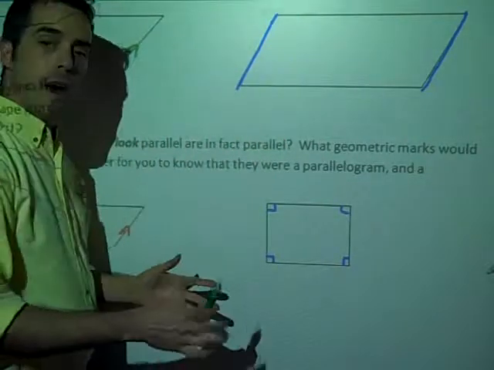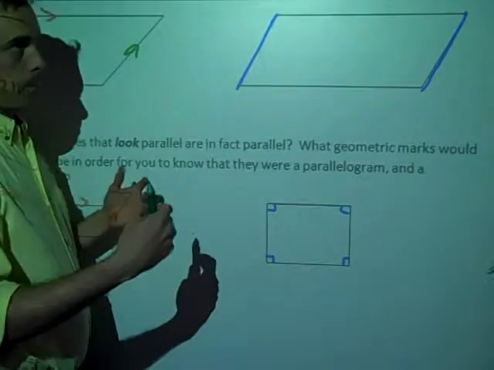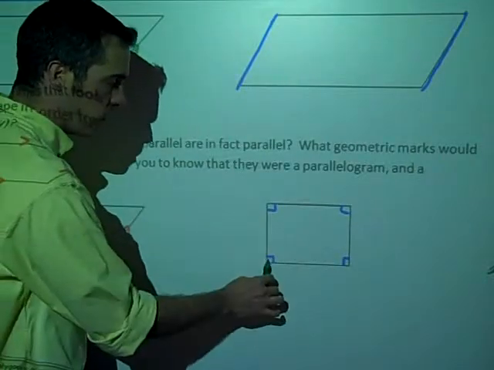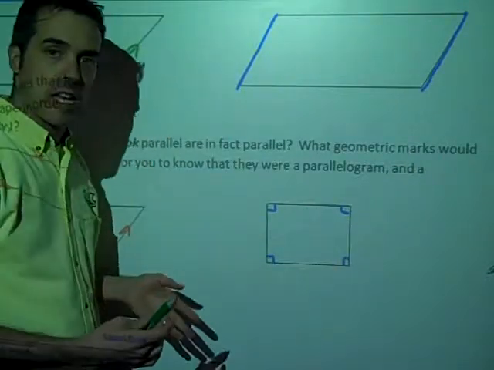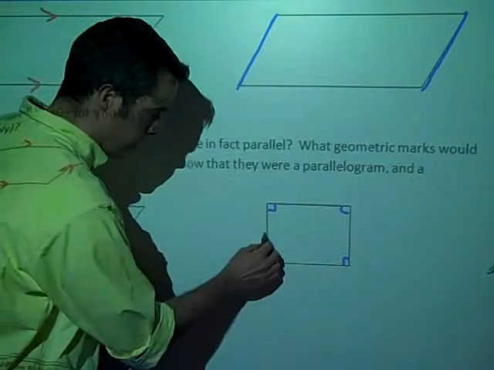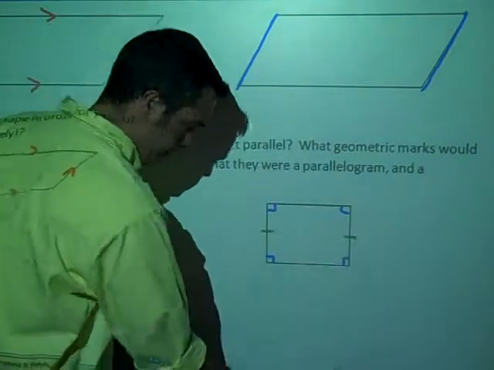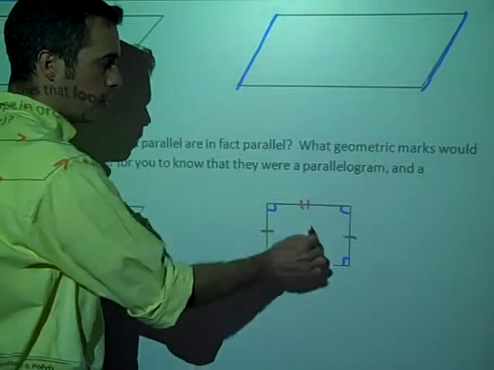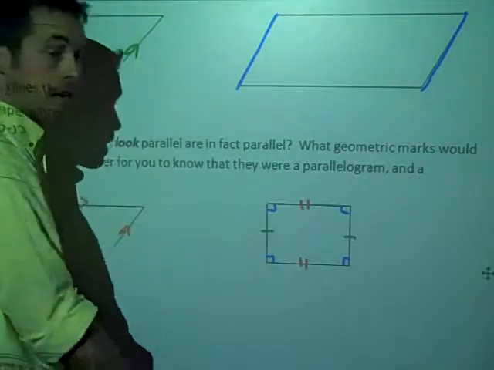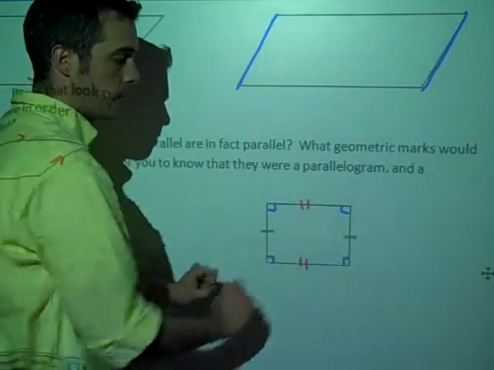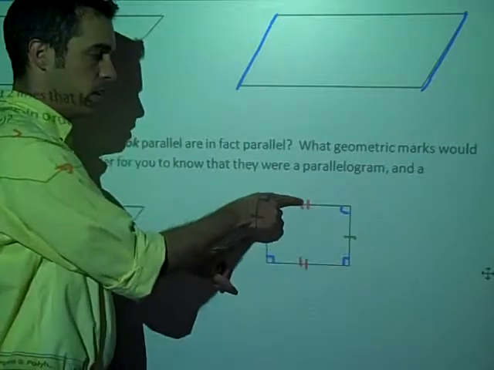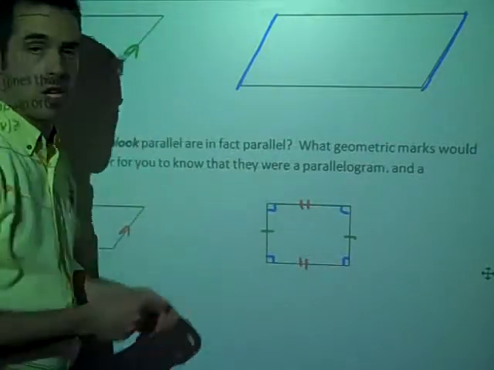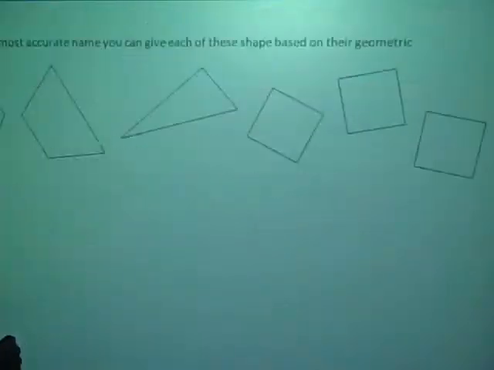Okay, so what kind of geometric symbol can I use to show that this side and this side are the same length? It's called a tick mark. It looks like this. Tick, tick, and a double tick says, hey, these two are the same, and these two are the same, but these two are different. And there's some geometric notation for you.